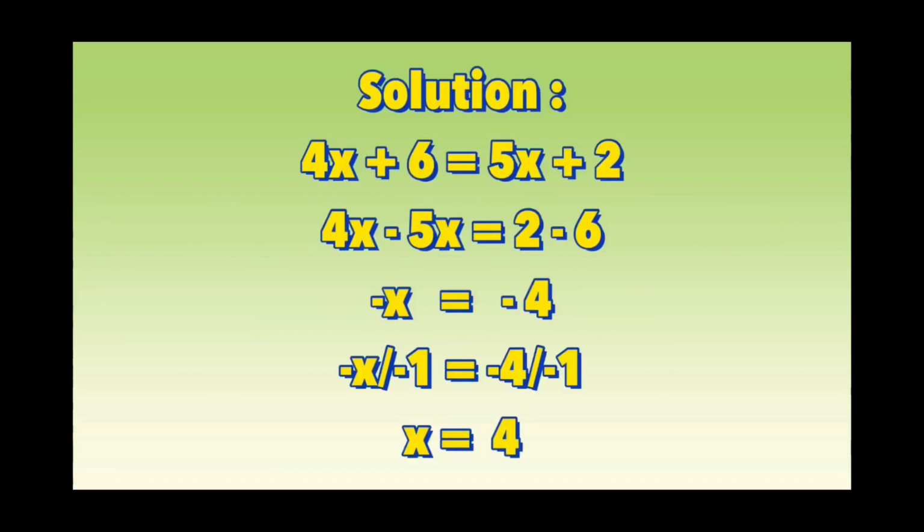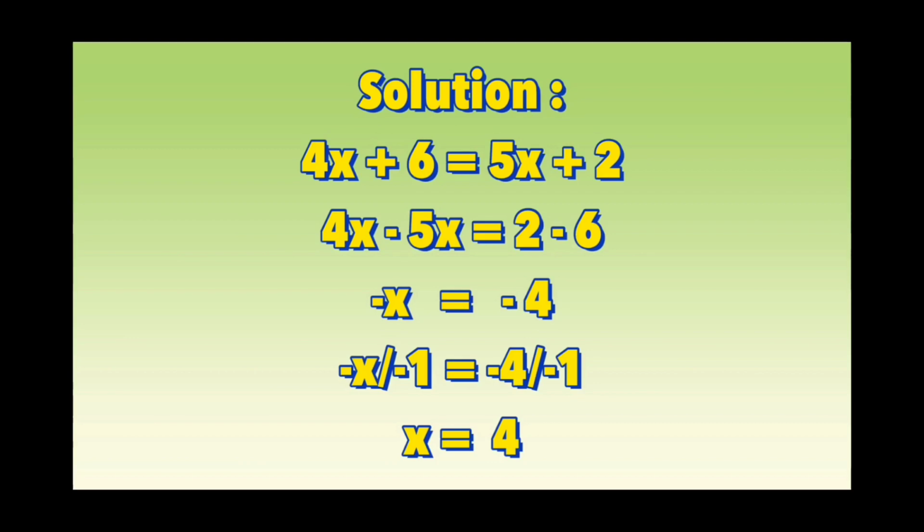Our solution, we're going to transpose all the numbers with variables to the left side, and those constant numbers, meaning to say those numbers without variable, we're going to place at the right side. When we transpose the term, it should change the sign of the term. If it is positive, it should become negative.